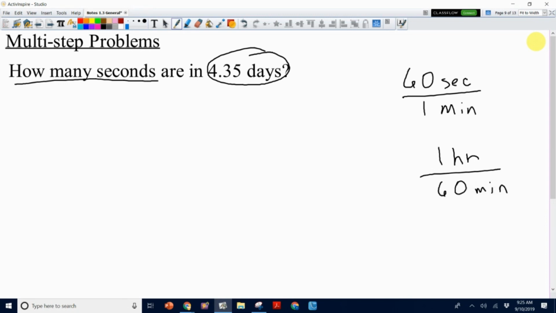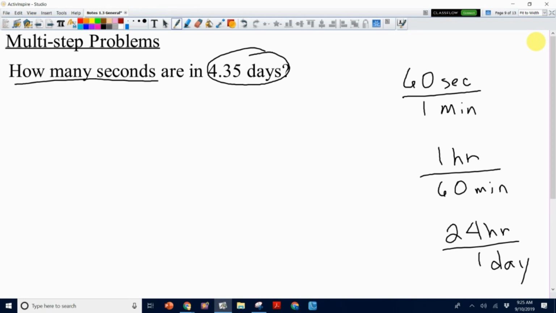Okay. Do you know how many hours are in a day? Ooh, that's easy. There are 24 hours in 1 day. Okay. So we've gone from minutes to hours, hours to days. So we can get from seconds to days using these conversion factors.